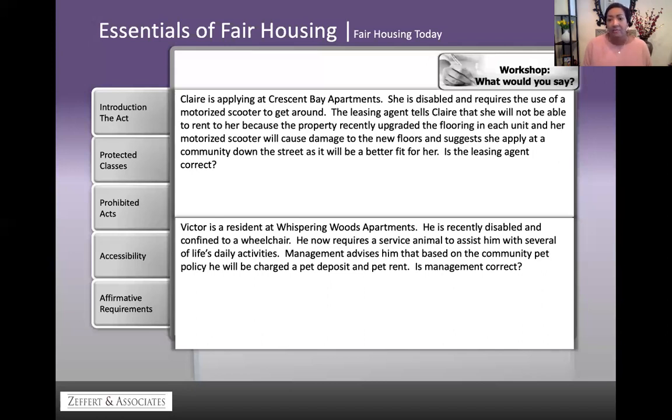Absolutely not. Victor is disabled, confined to a wheelchair, and he requires a service animal. It is important for you to remember, service animals are not pets. We cannot hold those individuals that have a service animal to the same rules as those individuals with a pet. And we have pet rules, pet policies, such as a deposit or charging pet rent. Okay, we are not allowed to do that for companion or assistance animals, period. It is a fair housing violation. All of these violations, both of these, could end up costing the owner a lot of money.